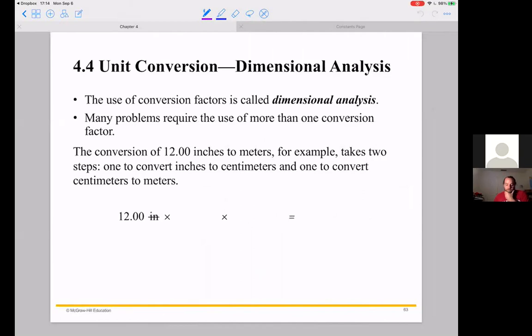We can do a type of conversion called dimensional analysis. I think it's a really wordy name for what you're doing. Basically, this is now going to be stacking multiple conversion factors, okay? So now let's say that I wanted to go from inches to meters. Well, I don't know how to do that all in one shot, okay?